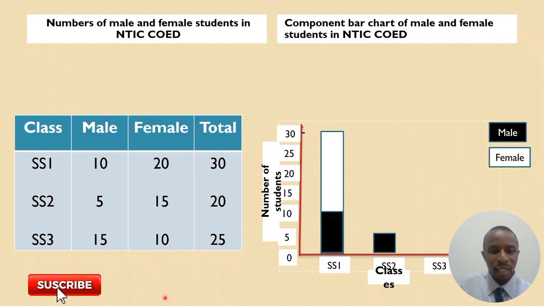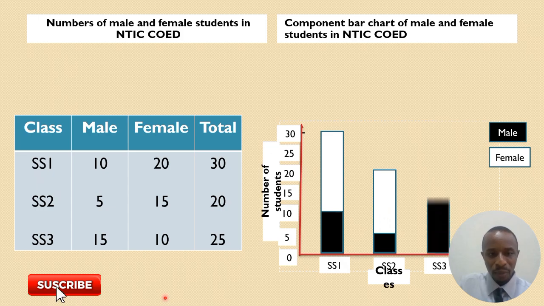In SS2, we have 20 students, 5 boys, and 15 girls. So my rectangular bar will get to 20. In SS3, we have 25 students. That's 15 boys and 10 girls. So after doing that, you also need to put the title of your bar chart.